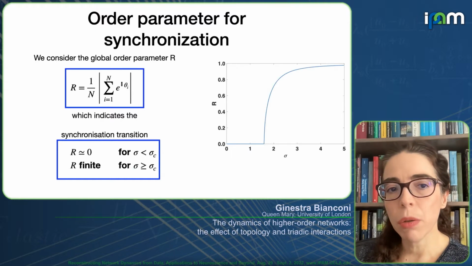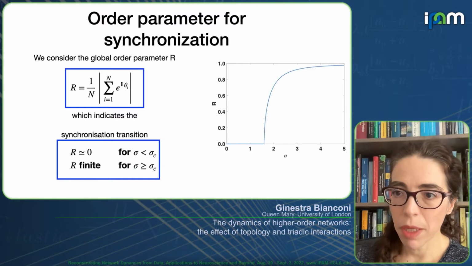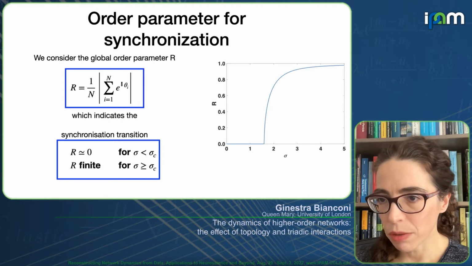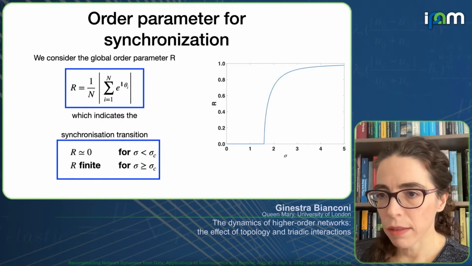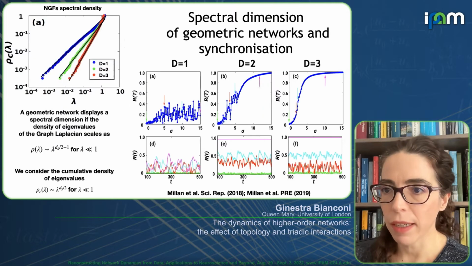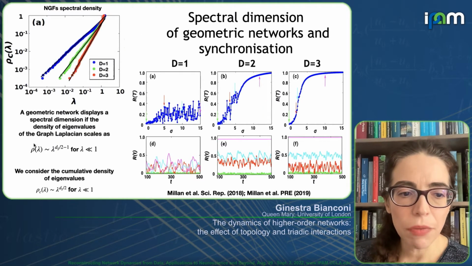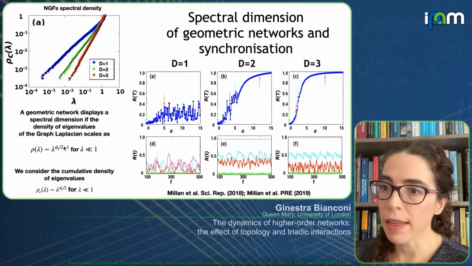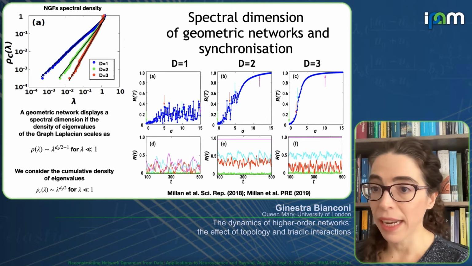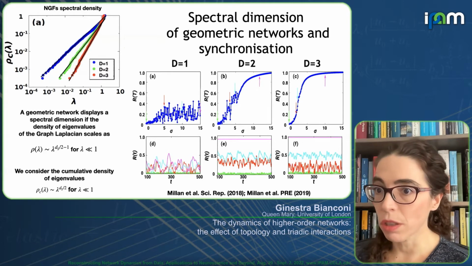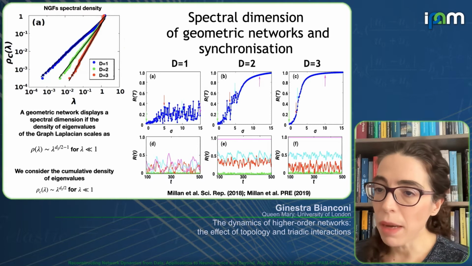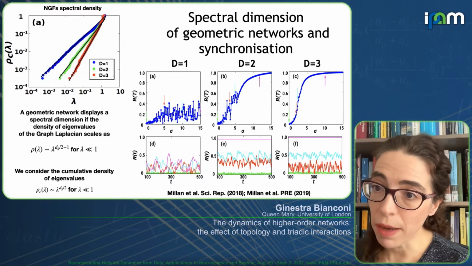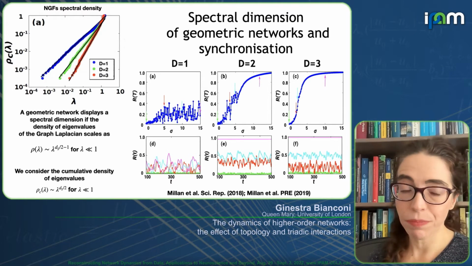So what we did is we looked at this NGF, this network with geometry, because the question is if the dimension is important for the stability of the synchronization. And the NGF have a spectral property that is called spectral dimension. If you look at the Laplacian, the density of the Laplacian for small eigenvalues increases as a power law. And this is something that occurs also in lattices, but for instance, never occurs in a random graph. So this means that the relaxation time to equilibrium is dictated by a hierarchy of small eigenvalues, and not just by one smallest positive eigenvalue.